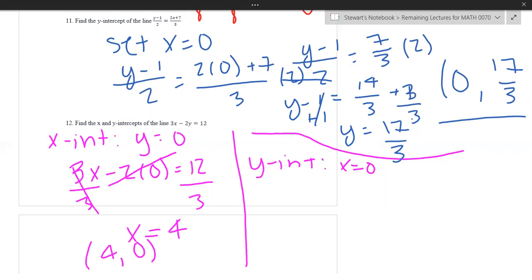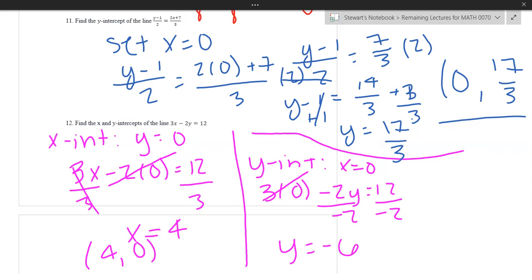In this case, we're letting x equal 0. So then we'd have 3 times 0 minus 2y equals 12. Well, this is just 0. So dividing by -2 on both sides gives us y is equal to -6. So the y-intercept is (0, -6). That's the point that we're looking for.